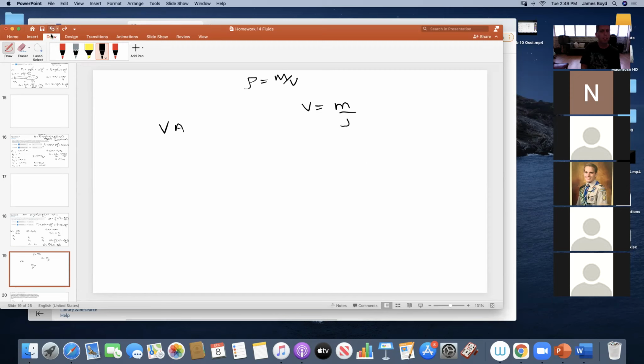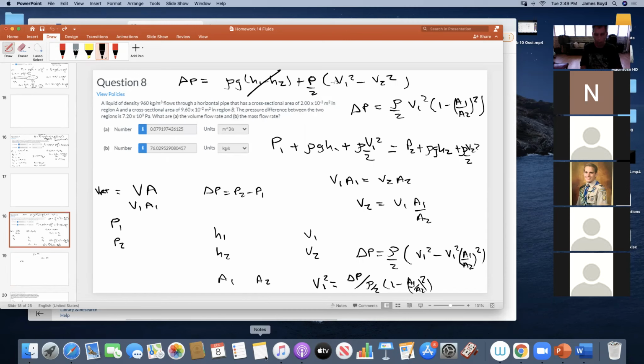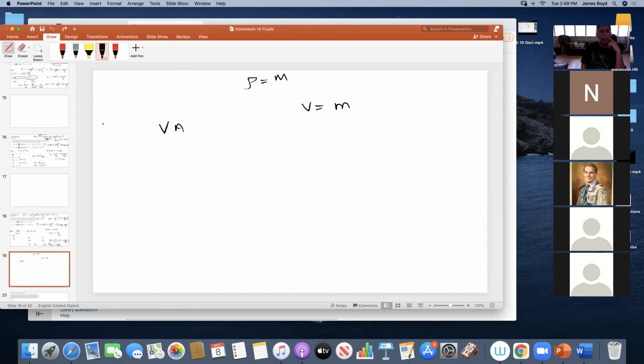Let me check that really fast. If I take the volume flow rate, 0.079 times 960. Yeah. This is the volume flow rate. I don't know why my pen decided it doesn't want to work.